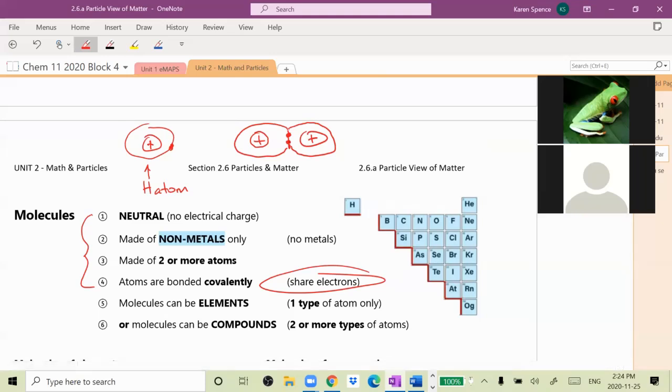What charge are electrons? They are negative. And what does negative do to positive? It attracts. So you actually have an attractive force between the proton and the shared electrons. So hydrogen A's proton attracts the shared electrons, and hydrogen B's proton attracts the shared electrons, and that's the glue that holds a covalent bond together.